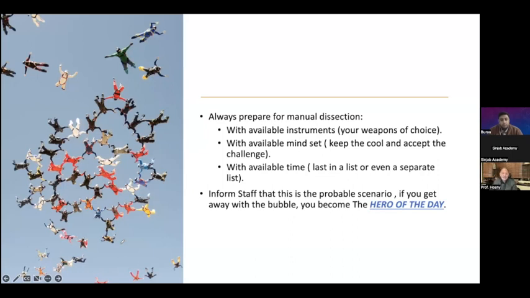You have to have available mindset, because we all know in ophthalmic surgery in general, there's a tempo in each and every operation. If you're doing a phaco, a LASIK, or a vitrectomy, there's a tempo. If one step takes a little bit longer than what you're used to, sometimes the surgeon loses his temper and loses his cool. This is something that you should really avoid when you're doing a DALK, because there's always the possibility that you will not get a big bubble. So keep your cool and accept the challenge.